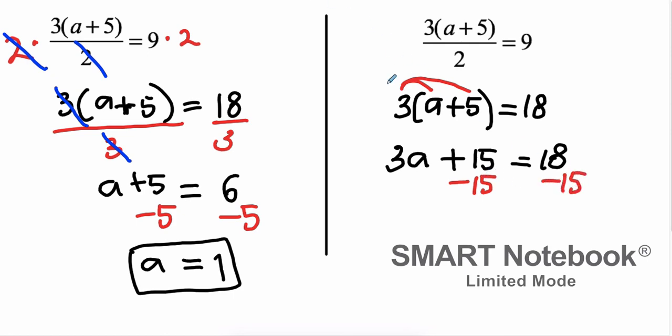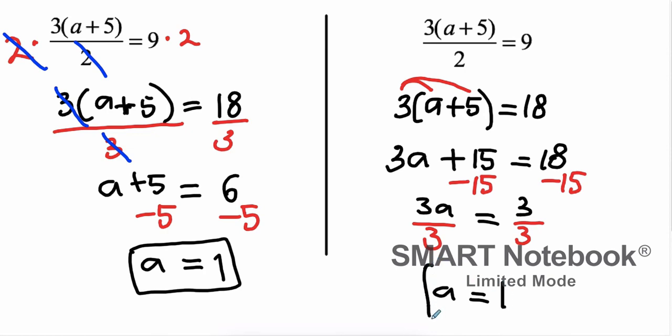And doing so, we will end up with 3a equals 3. And then when you solve it, now divide by 3 on both sides, we have a equals 1, which is exactly the same as on the left-hand side. So the value of a is 1, the solution is a equals 1.